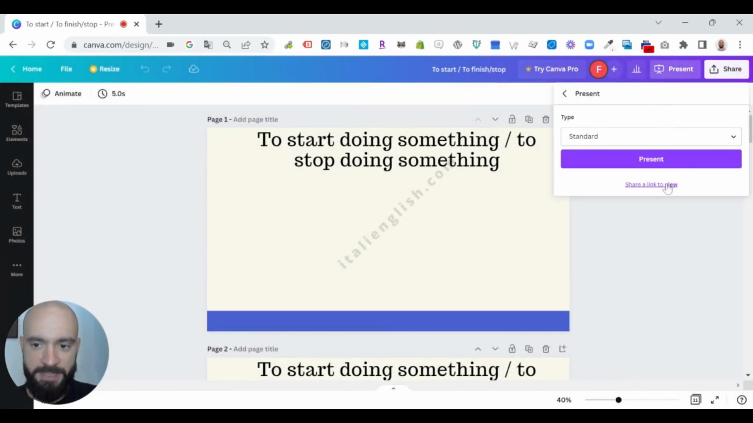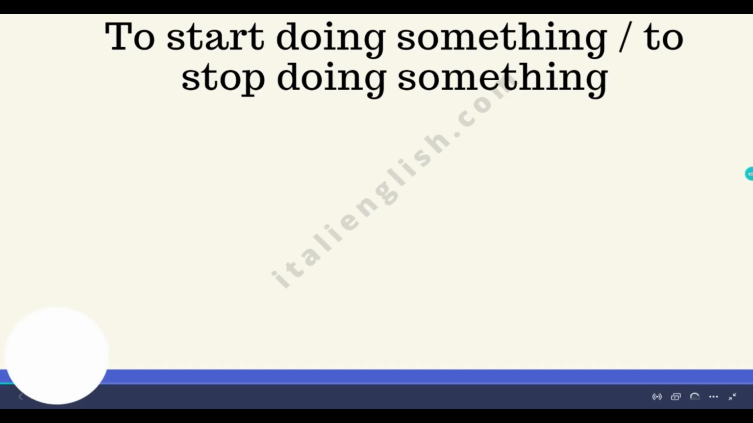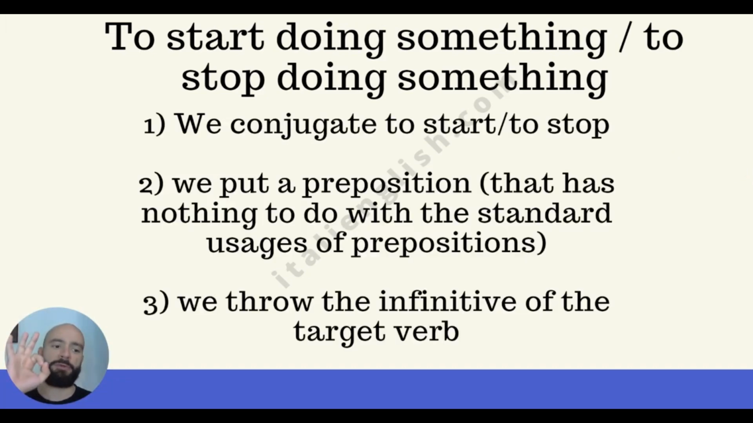In order to build sentences with to start and to stop, we need to follow three steps. Number one, we must conjugate to start and to stop according to the subject. Number two, we throw a preposition after the conjugated to start and to stop. And be careful, this preposition has basically nothing to do with the standard usages of prepositions, okay? That's why this structure is a little bit tricky.